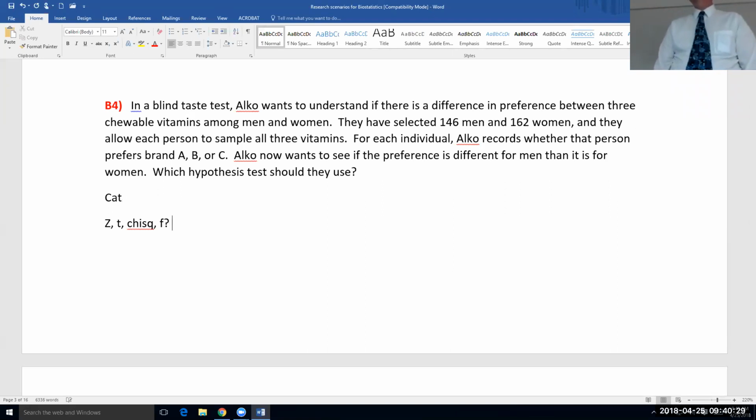Let's pick on Kendall. Z. Who agrees that it's a Z test? 1. Who thinks it's a T? 1. Who thinks it's a chi-square? You changed your mind? 1, 2, 3, 4, 5, 6. Somebody voted twice, I think. Who thinks it's an F? Nobody thinks it's an F? Isn't there more than 2 in there? Okay, good. It's not an F.